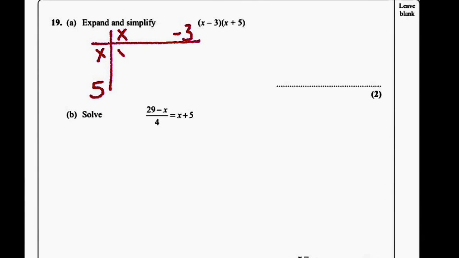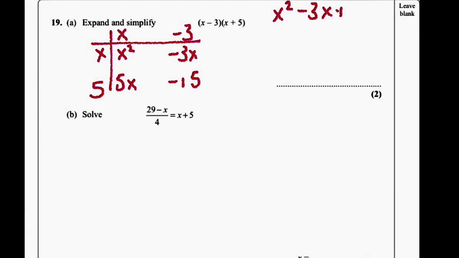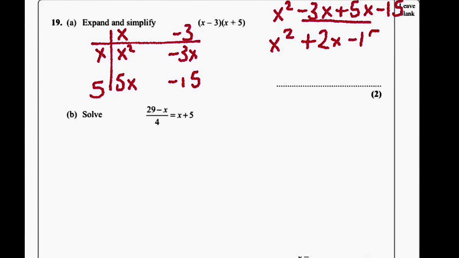So x times x is x squared. x times minus 3 is minus 3x. 5 times x is 5x. And 5 times minus 3 is minus 15. When I add my terms together, I get x squared minus 3x plus 5x minus 15, which gives me x squared, and minus 3x plus 5x gives me plus 2x minus 15. And this is the answer. Remember, this should be the sum of the two numbers, and this should be the product of those two numbers, and it is. Moving on to part B.